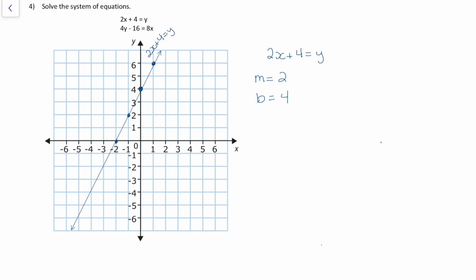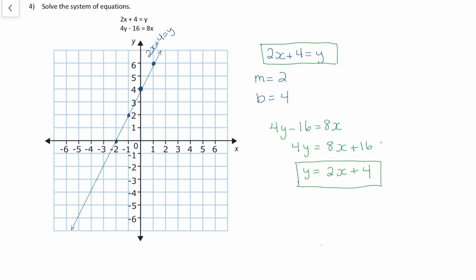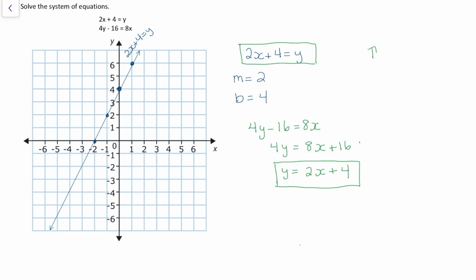And let's look at our second line, 4y minus 16 equals 8x. So I get 4y equals 8x plus 16, y equals 2x plus 4. Oh, see, now that I've rearranged, I see that I've ended up with the same line, which means those lines are going to overlap. So the lines are the same.